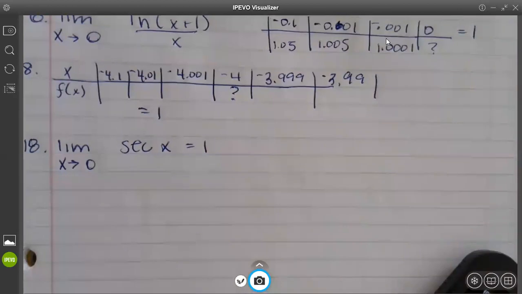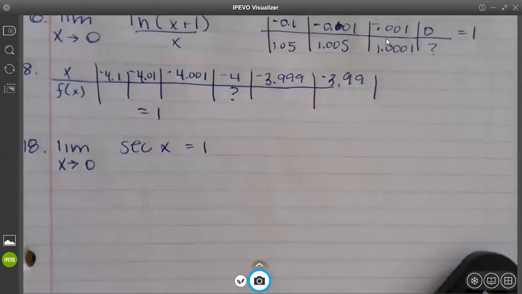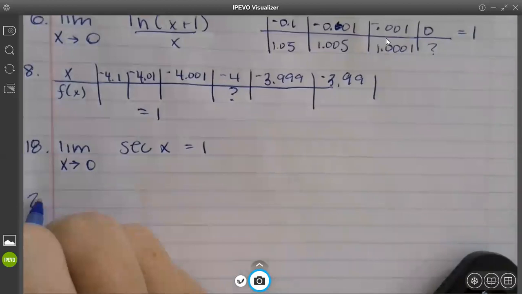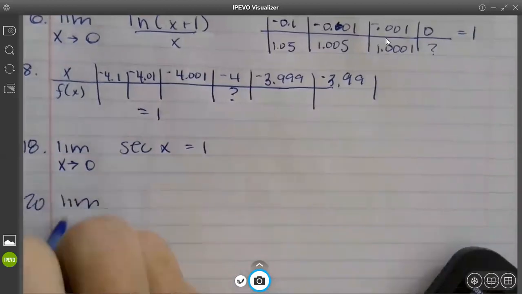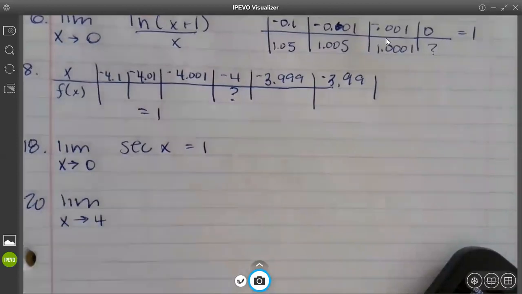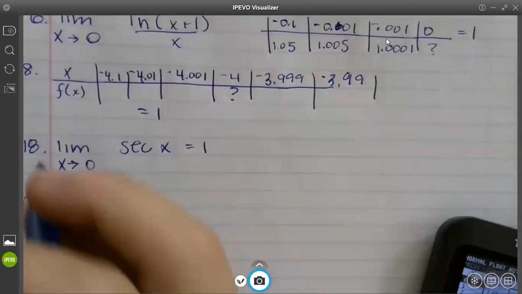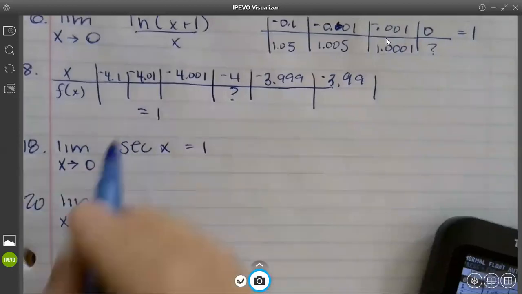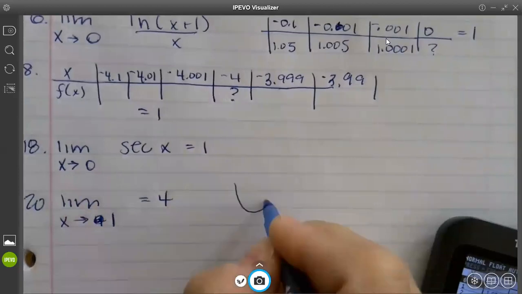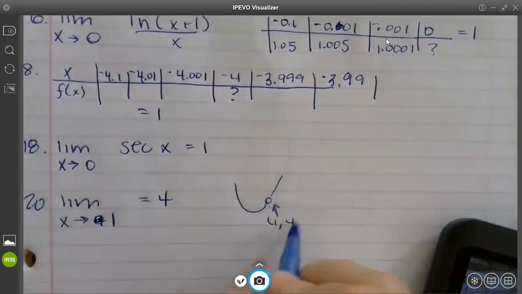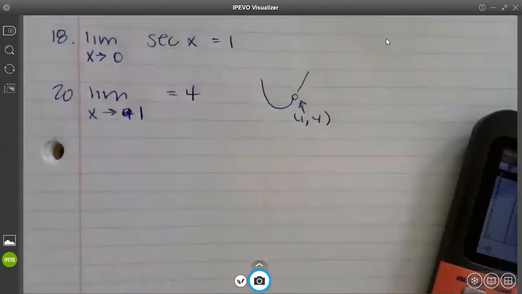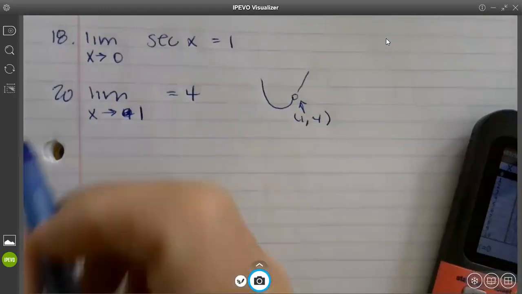Okay, so 20 has the limit of x approaching 1 of f of x. So if we look at that, we're just looking at the graph. And we see that that open circle is at (1, 4). So on 20, your limit as x approaches 1 is equal to 4. And again, it's because that graph has that point (1, 4). And again, it doesn't have to be a real value. It can be an open hole, but that's where it goes to: 4. So there's 20.